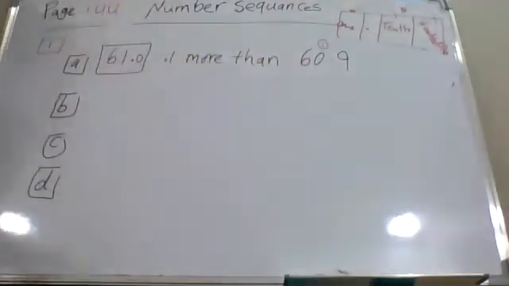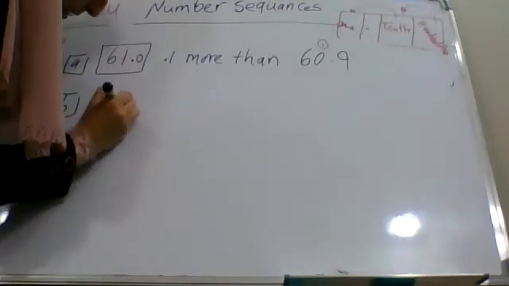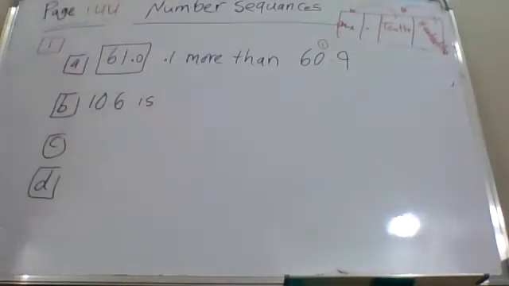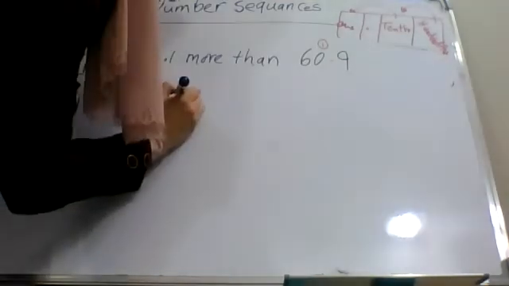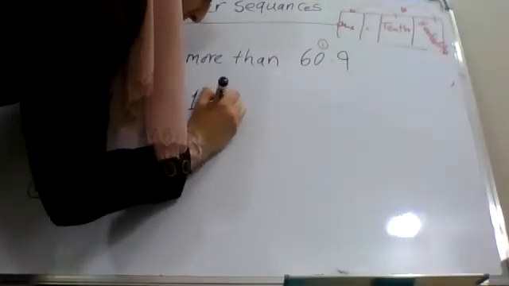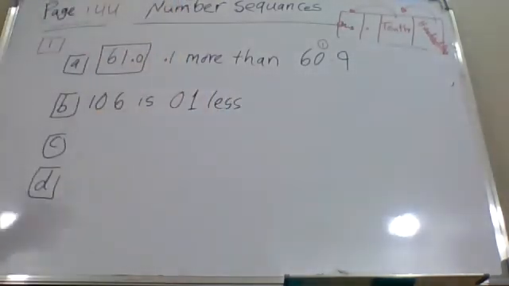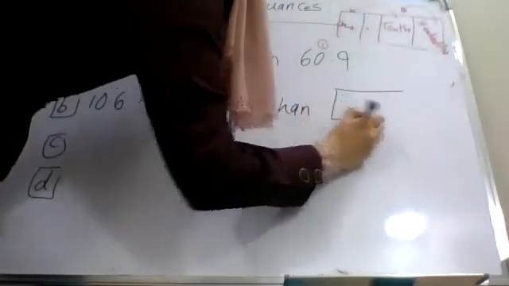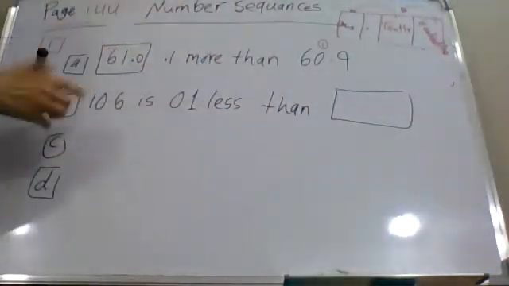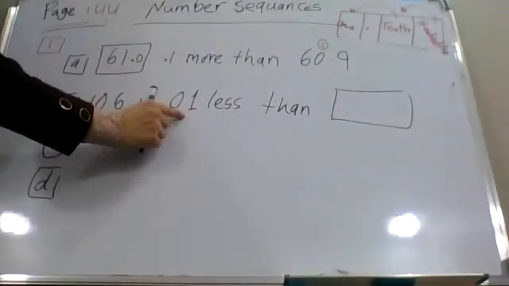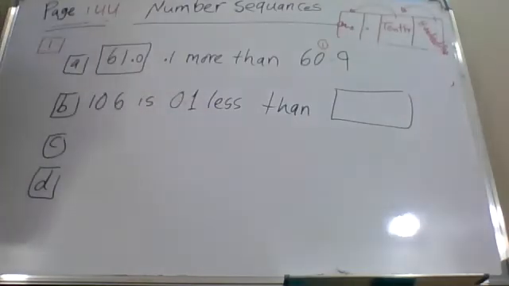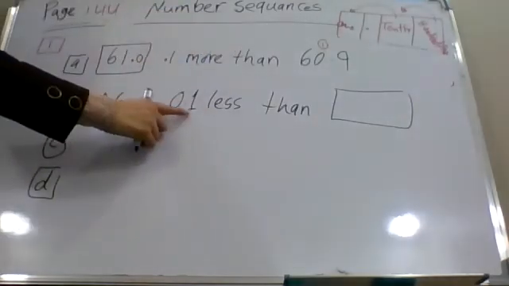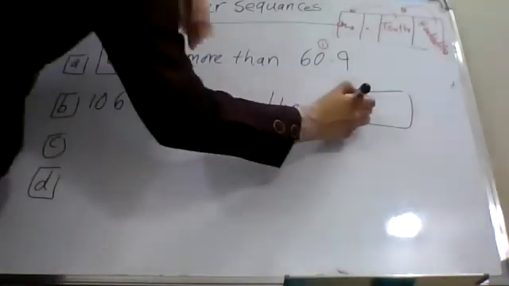The next number I have here is 10.6. 10.6 is 0.1 less. As long as we have less, we have to give it, because this one has less. So this is bigger because it has 1 more. This number has less. So we have to give it. So now we have to add the 1.1 to the 10.6. I have 10.